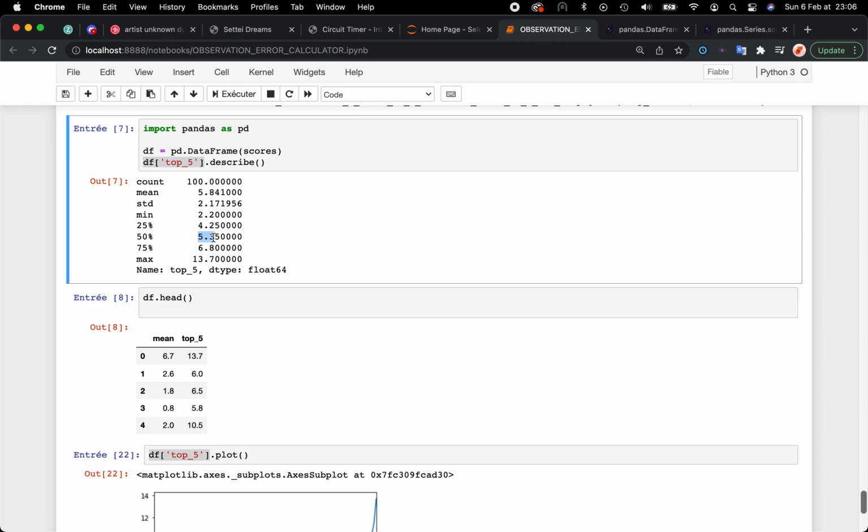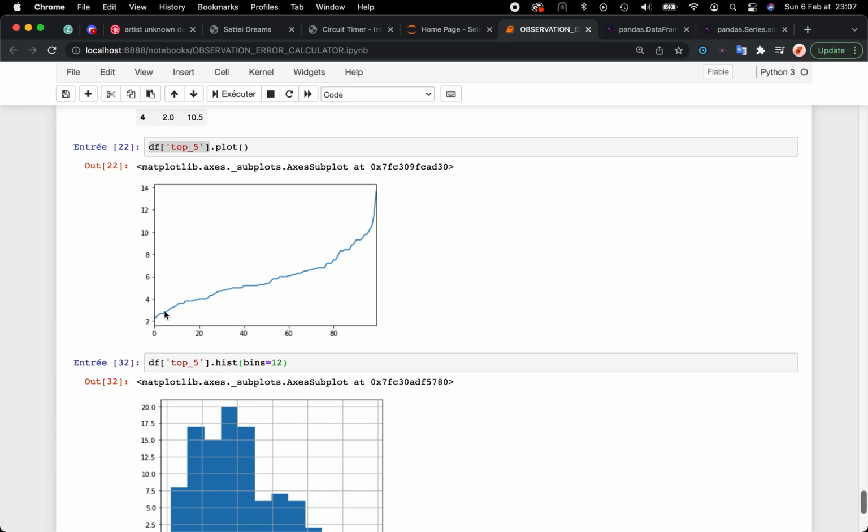Then the median is 5.3, and after that this quartile is at 4.2, and this one is at 6.8. Anyway, what I'm really interested in at the moment is the mean, and it's at 5.8, and I want to reduce it to 4. 4 would be ideal, for here I'm giving myself 20 seconds per line, so it's really short. But if I could have like 4% of mean error in 20 seconds per line, that would be awesome.